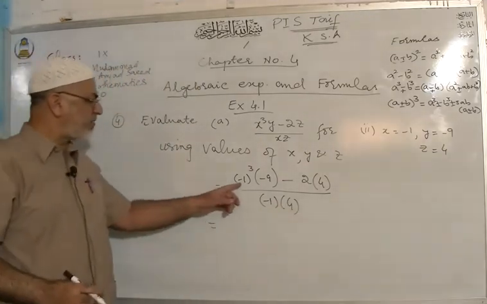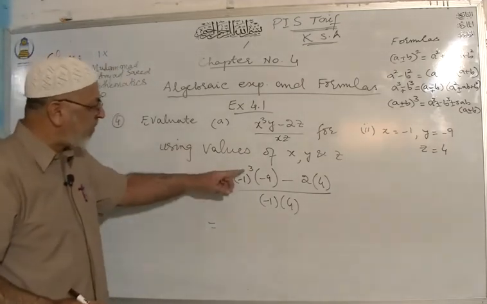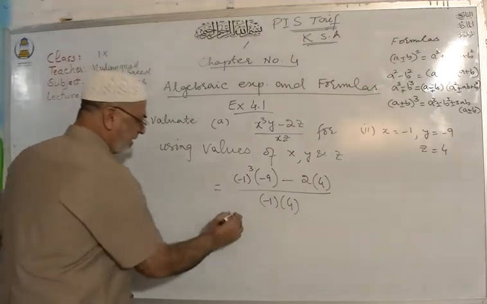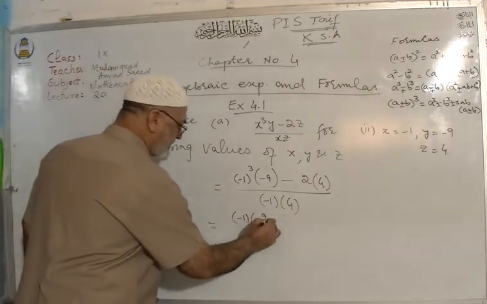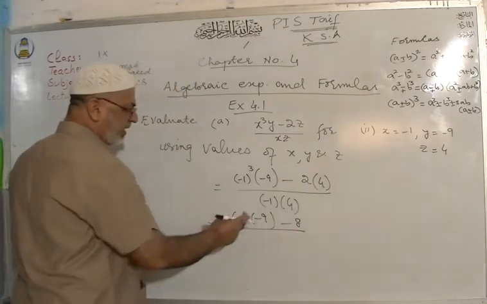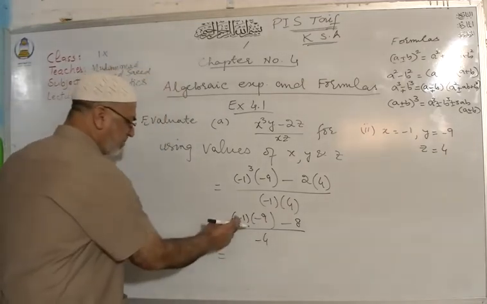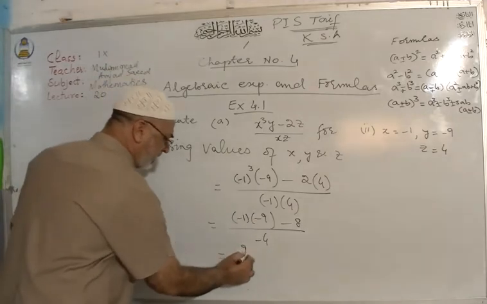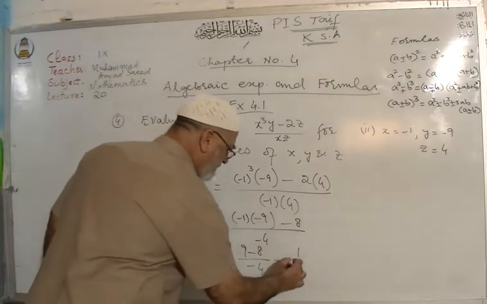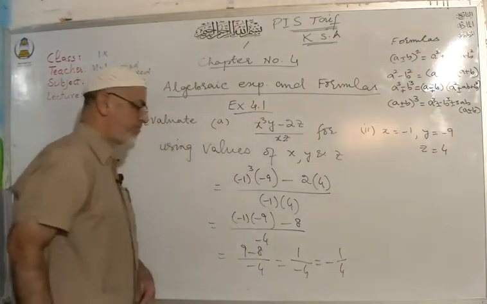Dear students, this is minus 1 power 3, and this is an odd power. In case of an odd power, the sign always remains the same. So here we have minus 1 into minus 9, and minus 4 to the 8, divided by minus 4. Minus minus plus, 9 on 9, 9 minus 8 over minus 4. You can write this as 1 over minus 4, or as minus 1 over 4.